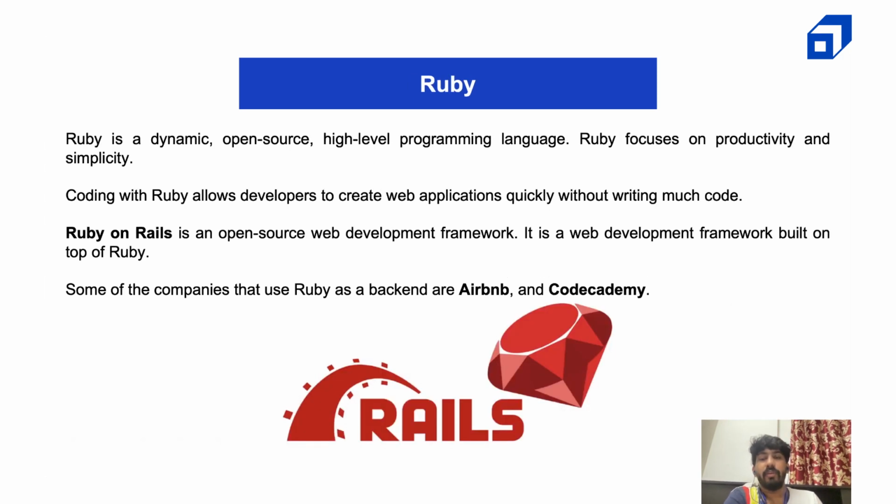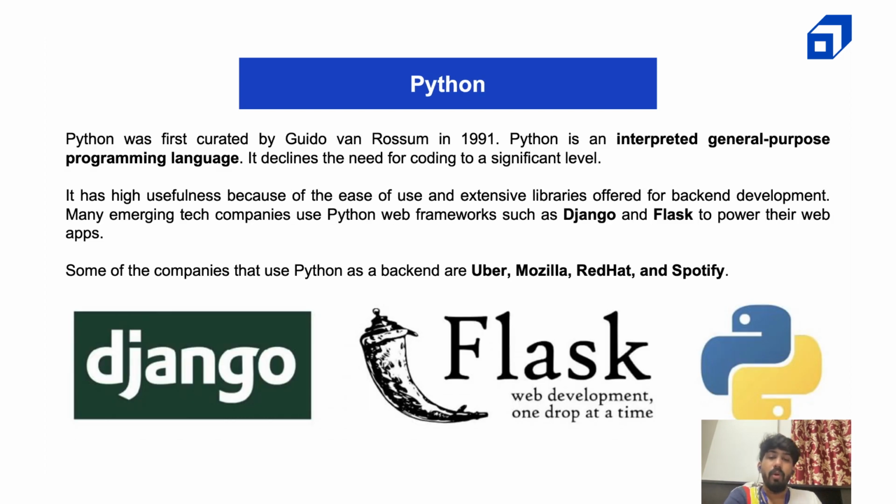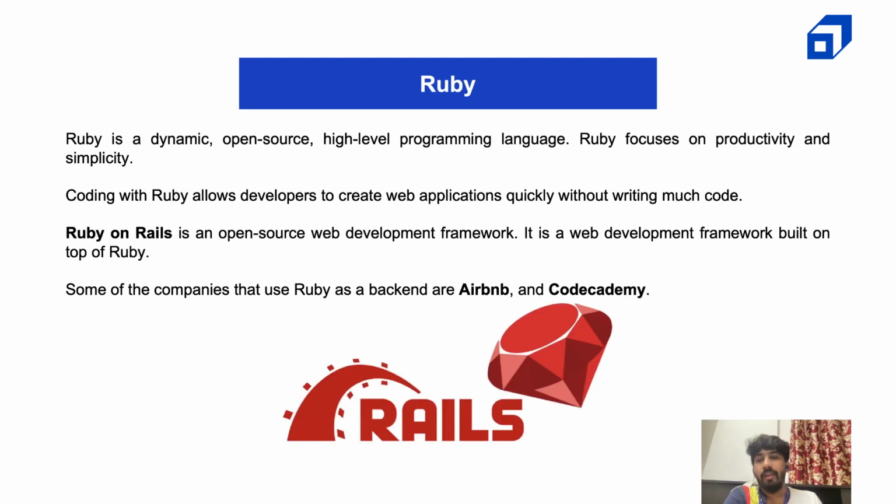Third one is Ruby. It's a dynamic, open source, high-level programming language that focuses on productivity and simplicity. You can basically create web applications really quickly without writing much code. But again, there won't be lots of customizations which you can do with programming languages where you'll have to do everything by yourself. So Ruby on Rails is a web development framework, like how Django and Flask are web development frameworks of Python. Ruby on Rails is a web development framework in Ruby, and it's built on top of Ruby.